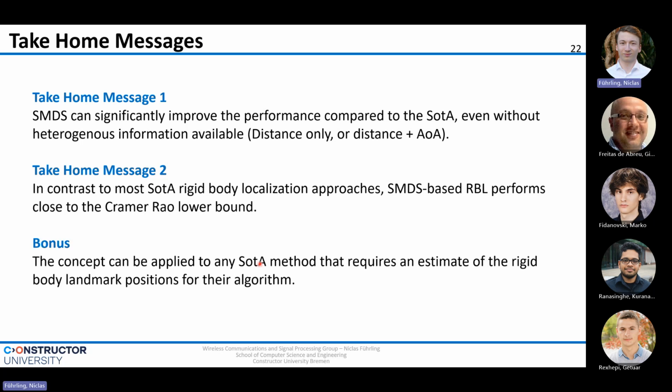And as a bonus, as I said, the concept can be applied to any state-of-the-art method that requires an estimate of the rigid body landmark points, because what we get from the SMDS algorithm is just an estimate of the target points. But because this is already so good and much better than the state of the art, the result is very, very nice.